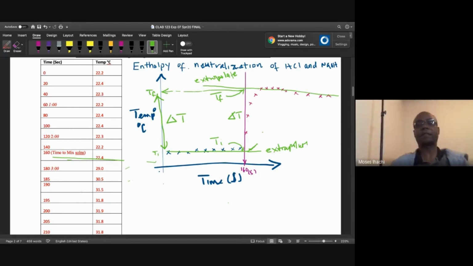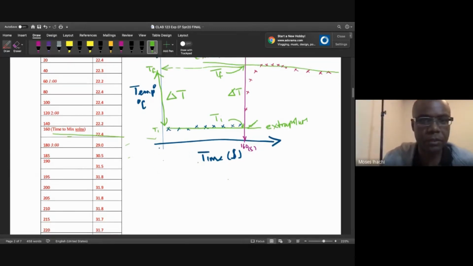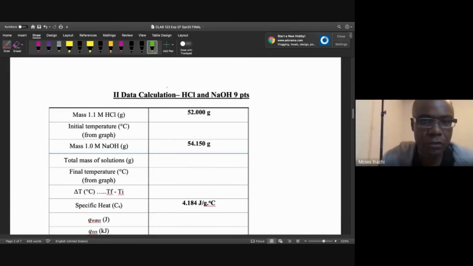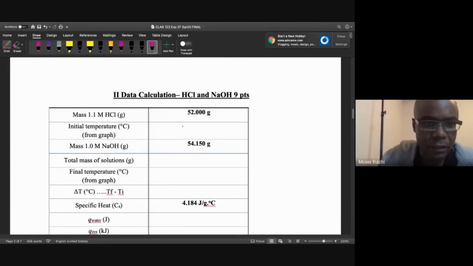And in this case, it's a spike. So if the reaction was endothermic, it would have been the other way around. All right, so now use that. You're given the mass. I gave you the mass in the table. So to answer, continue answering. You'll find your TI from the graph. Find your TF from the graph in degrees Celsius.